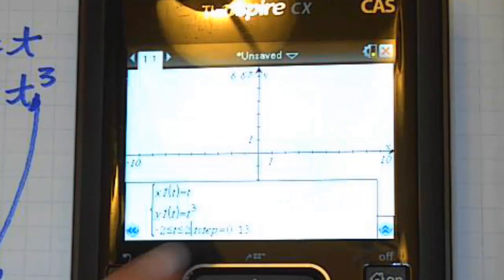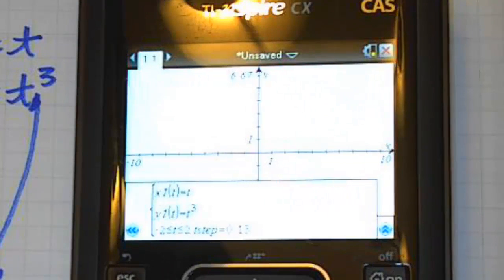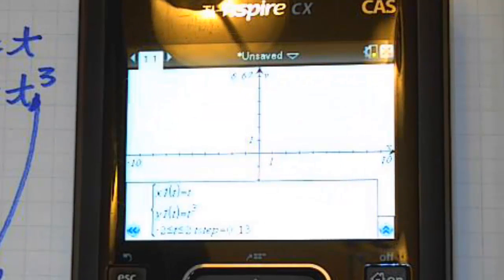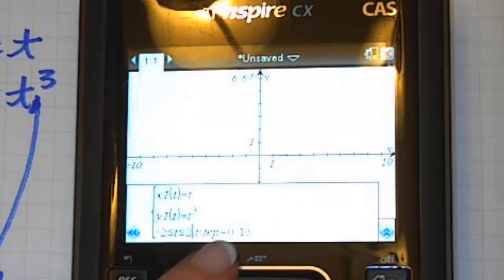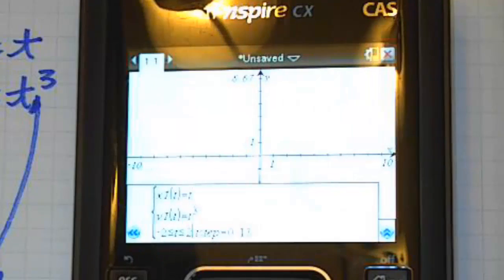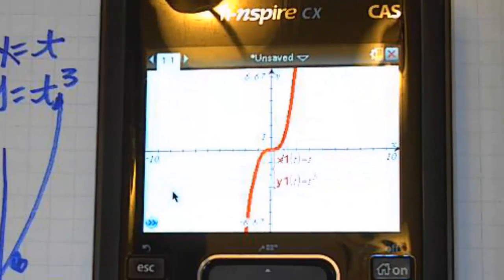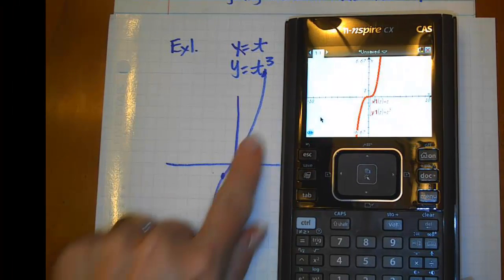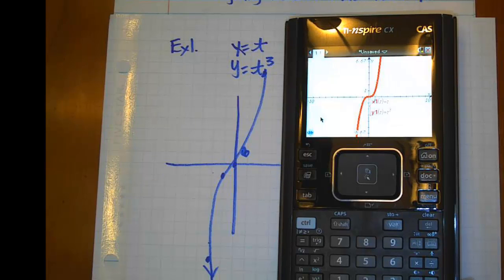It tells you that the t step is 0.13. That is really kind of irrelevant. You could make it any step. I always just leave it as the default. And when I graph that, I get the exact same graph that I did by hand.